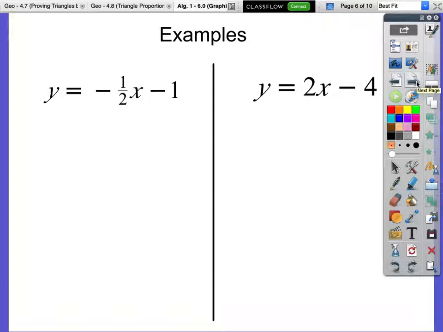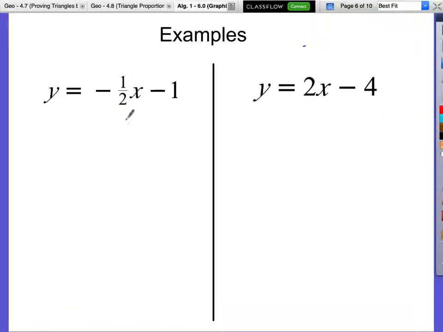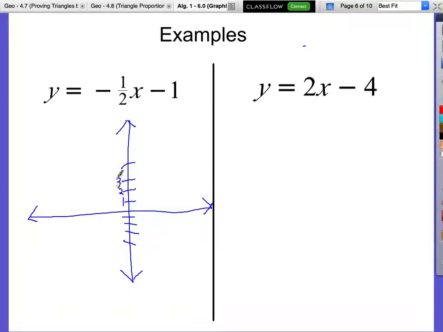So we're going to go through a couple examples here. These are both in slope-intercept form. So let's start with this left one. I want you to write this left one down, and I want us to sketch a graph. So go ahead and sketch a graph on there. Doesn't have to be perfect.